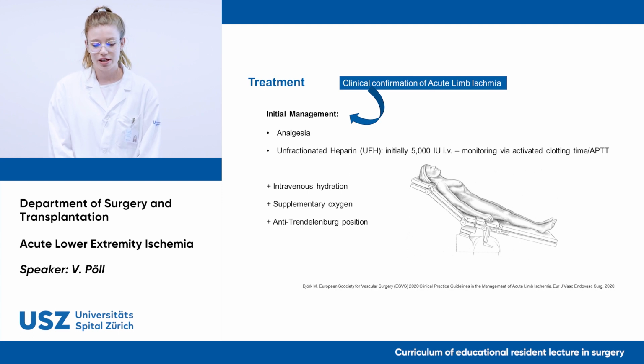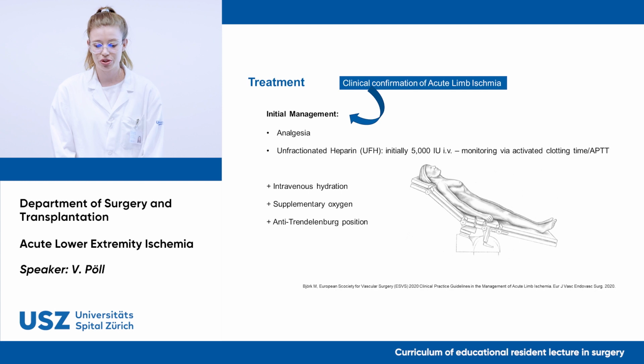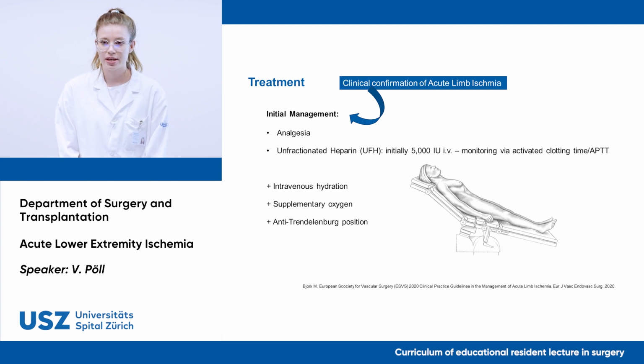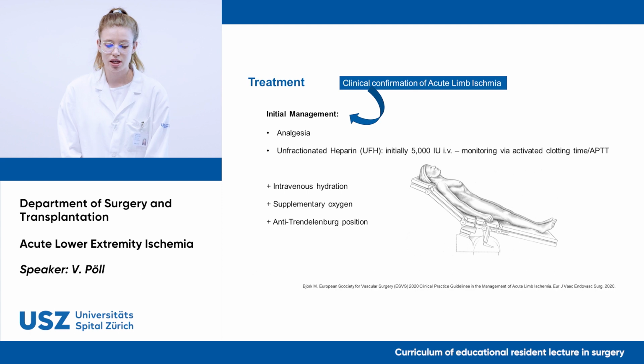So, initial management is indicated whenever you can clinically confirm acute limb ischemia. What we need is appropriate analgesia, and we need an administration of unfractionated heparin. Initially, it's 5,000 units intravenously, and measures that could also be beneficial are intravenous hydration, supplementary oxygen, and the anti-Trendelenburg position that you can see on this picture.